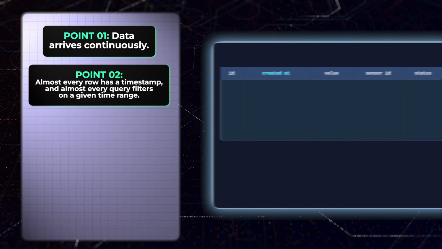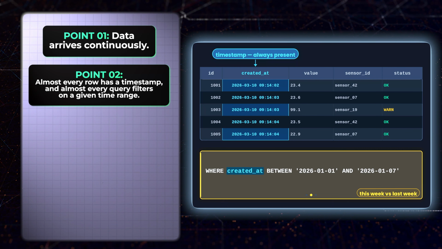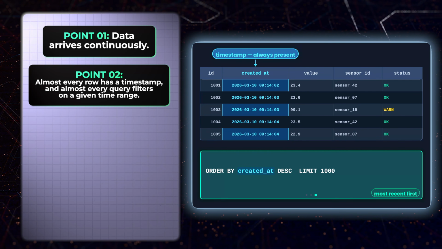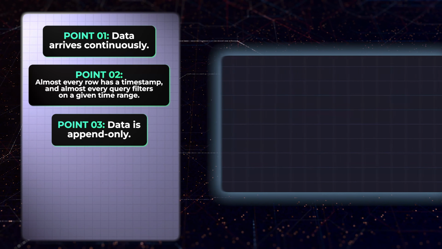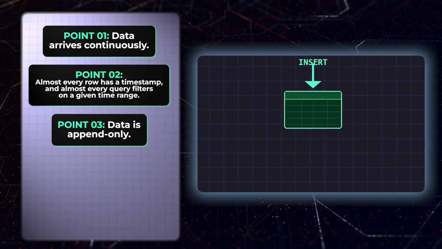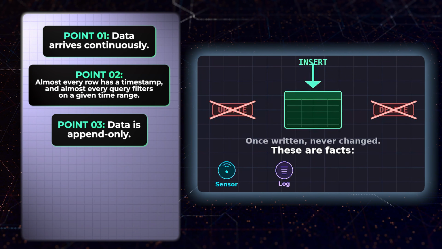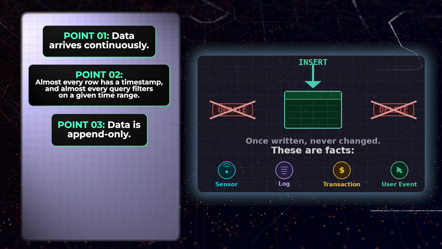Number 2, almost every row has a timestamp and almost every query filters on a given time range. So give me the last 30 minutes, right? Compare this week to last week. Show me everything between these two dates, etc. Number 3, data is append only. So once a row is inserted, it never gets updated, and you're writing things like sensor readings, log entries, transactions, user events, right? These are just facts that exist.